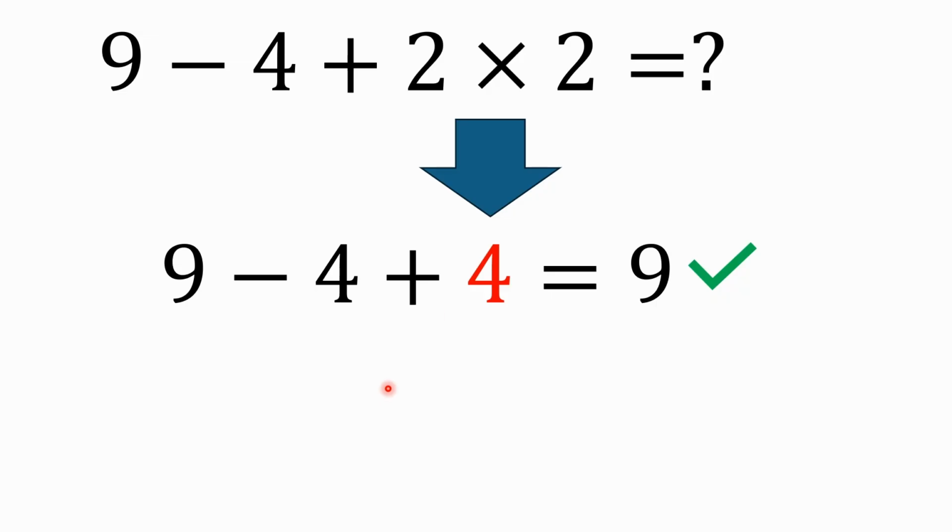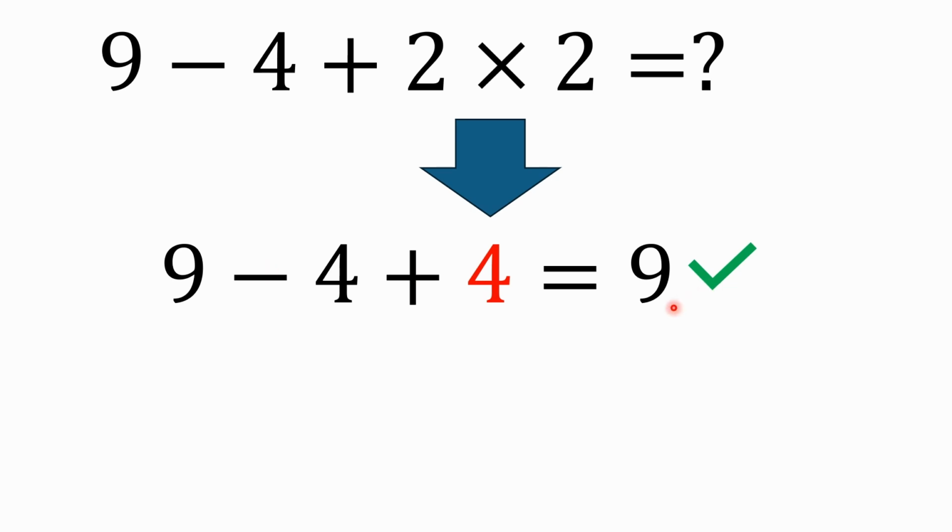We said we had multiplication, so multiplication is solved first. It's just shorthand for repeated addition. 2 times 2 is 4. 9 minus 4 plus 4 is 9. The negative 4 and the positive 4 cancel each other out here, so you're just left with 9.